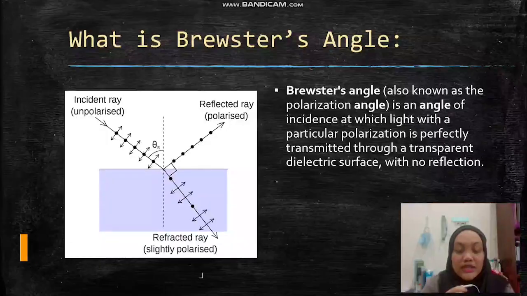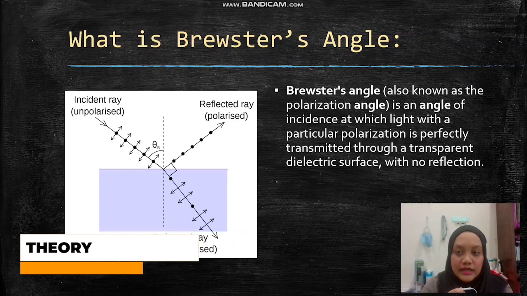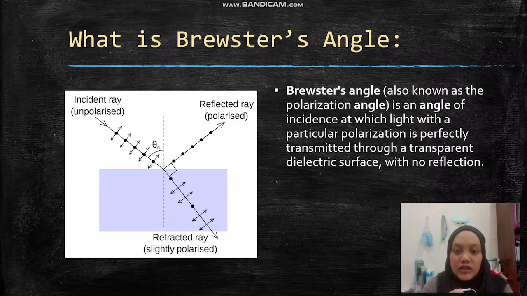180005. What is Brewster angle? Brewster angle, also known as polarization angle, is an angle of incidence at which light with a particular polarization is perfectly transmitted through a transparent dielectric surface with no reflection.